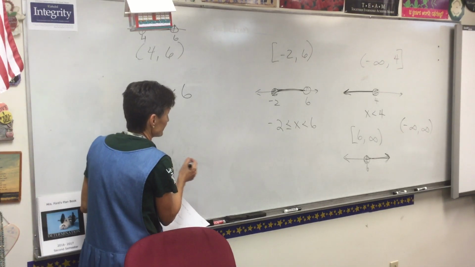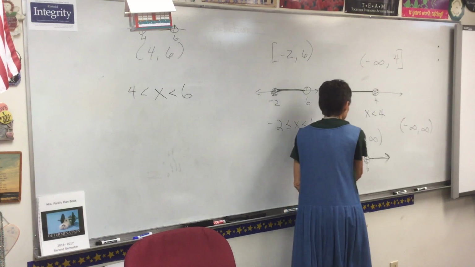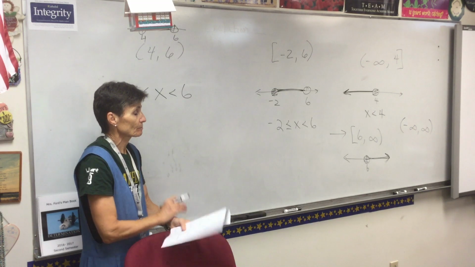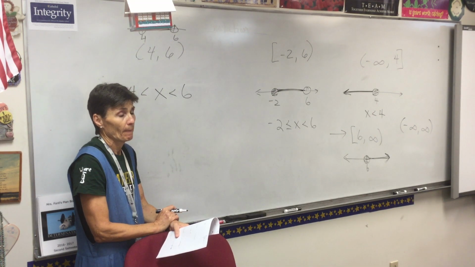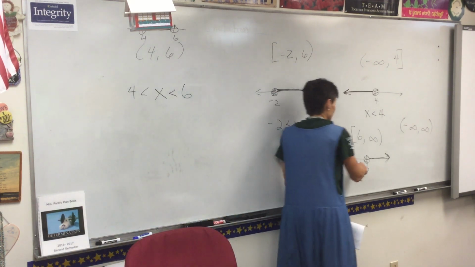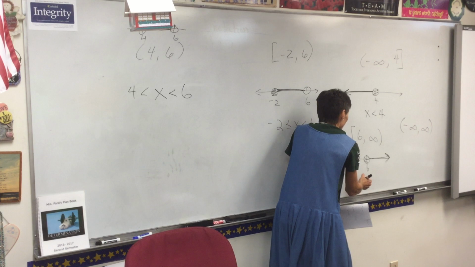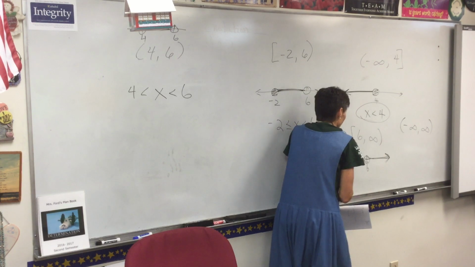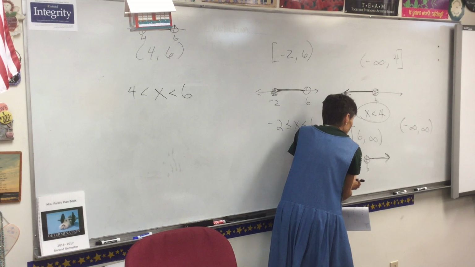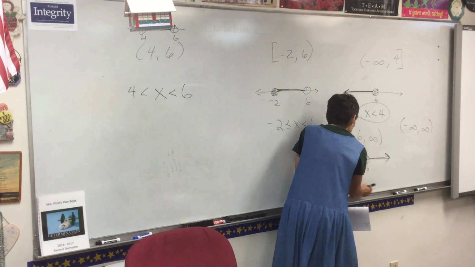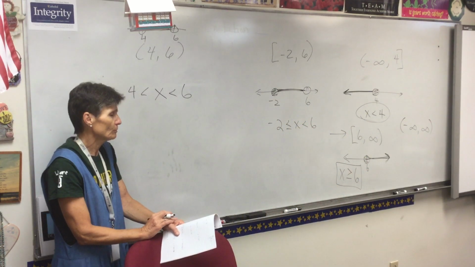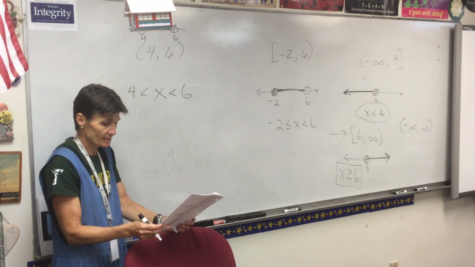So what about the next one? That means everything starting at 6 and going to infinity. So in other words, we're going to have a closed dot at 6 headed to infinity. What would that inequality look like for this problem? X is greater than 6. Greater than or equal to 6. There's your inequality. X is greater than or equal to 6. Why is it an equal to? Because of the bracket. That's exactly right.